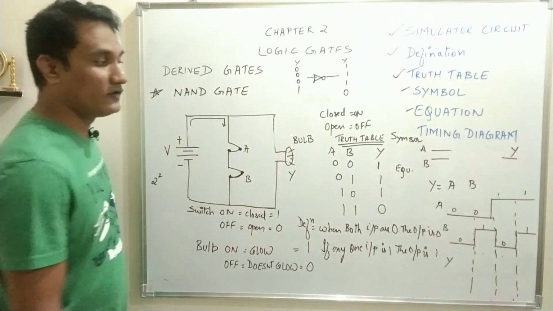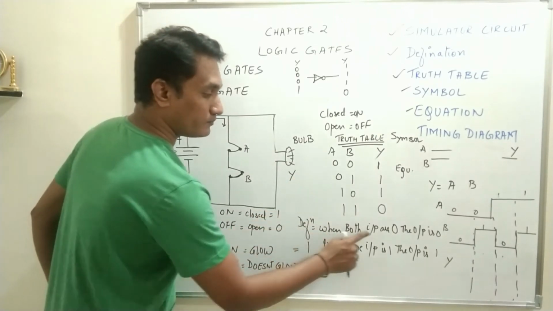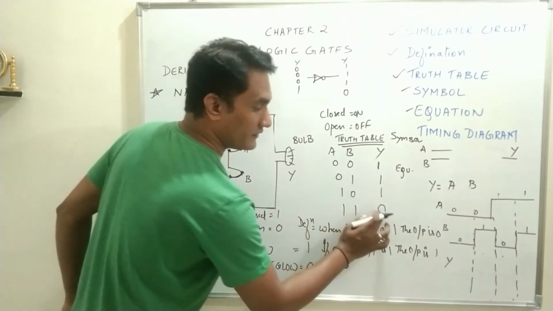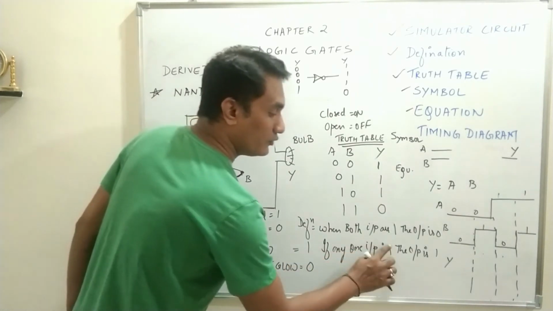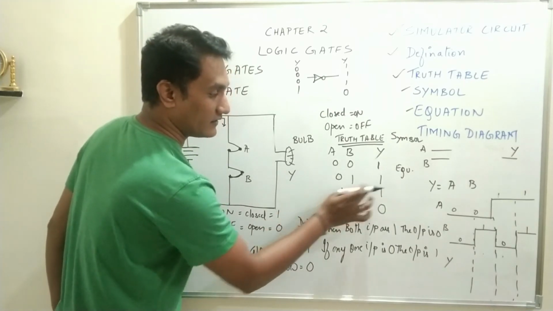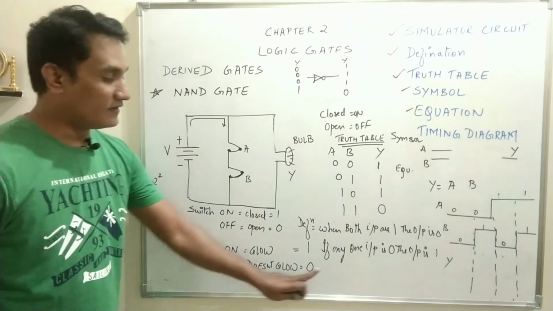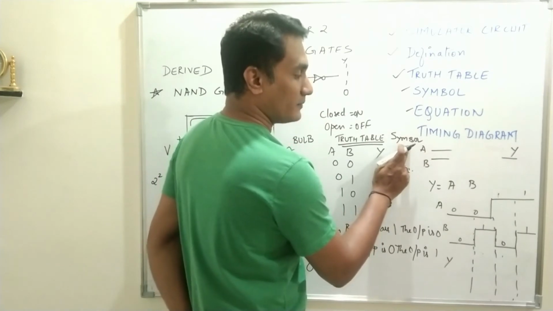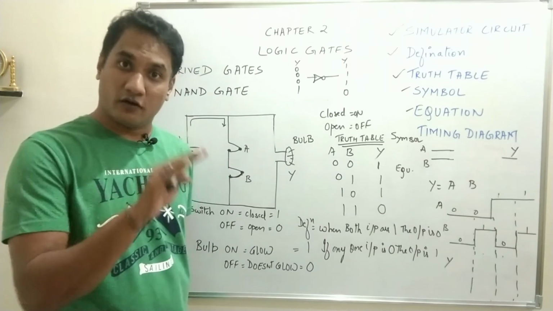So how will we write the definition? We will write the definition by using the truth table. So when both the inputs are 1, the output is 0. If any one of the inputs is 0, these three conditions, the output is 1. So this is the definition of the NAND gate. Next, the symbolic representation. As I said, how we define the NAND gate? It is AND followed by NOT.